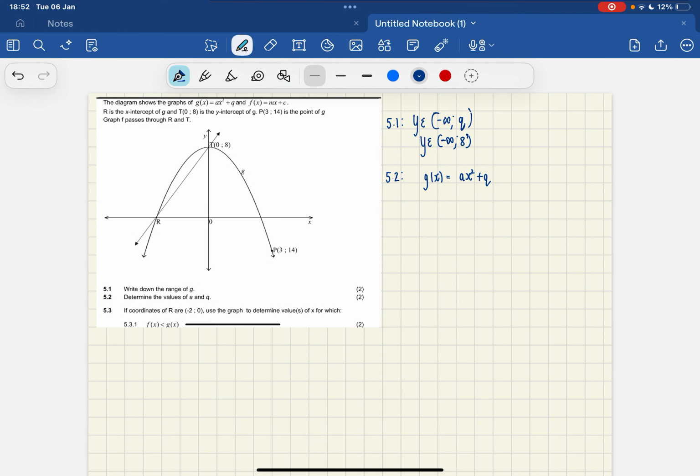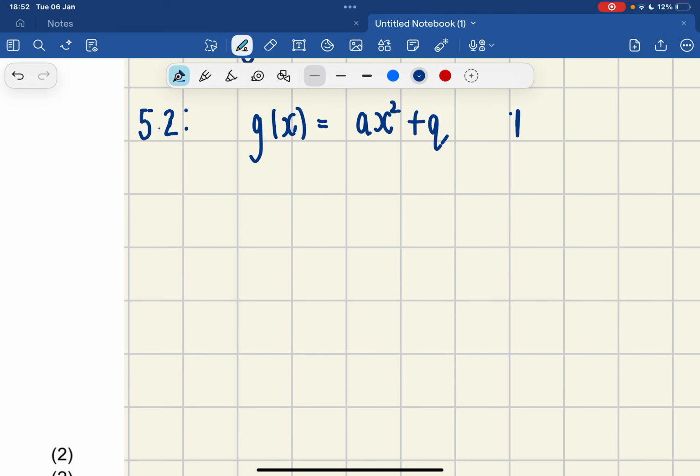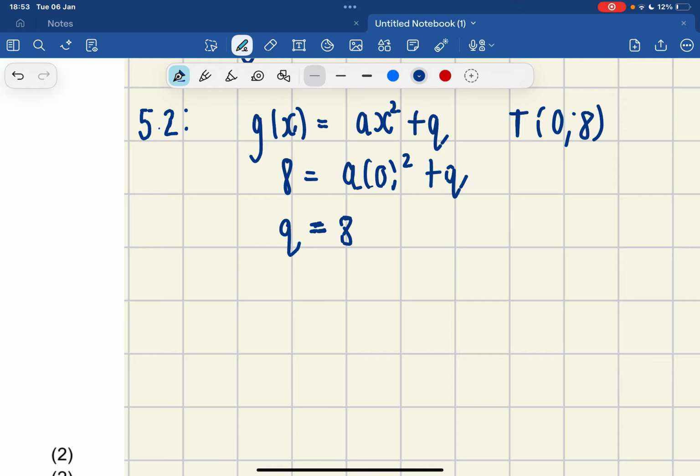We've been given a point t. The point t is (0, 8). So let's quickly plug this in and see what happens. It's a y-intercept, so 8 is equal to a times 0 squared plus q. We'll therefore be able to see that q is equal to 8. We get a mark for that.